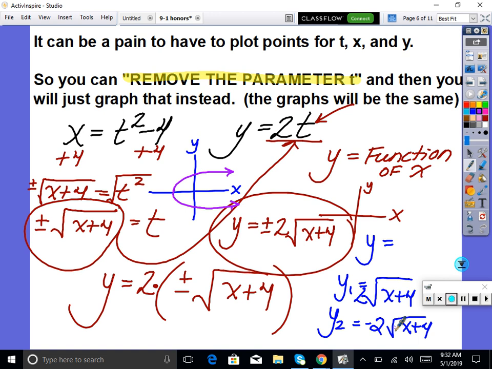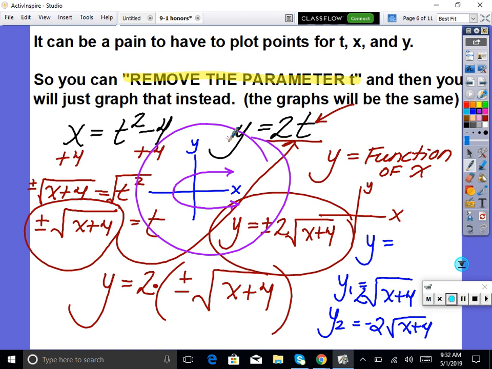Okay, cool. So you just plot points. Which points would you choose to graph? Whole numbers, wouldn't you? Okay, cool. So that would be how you'd graph it. Pretty easy, right? It's kind of nice if you remove the parameter and then graph it, because then you can just type it into your calculator.